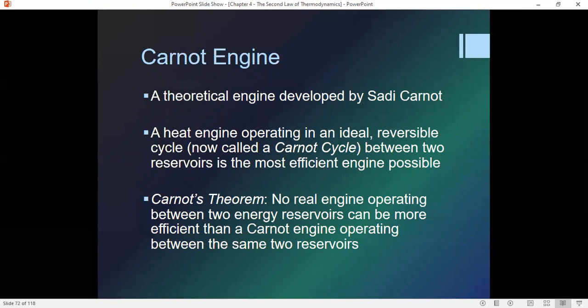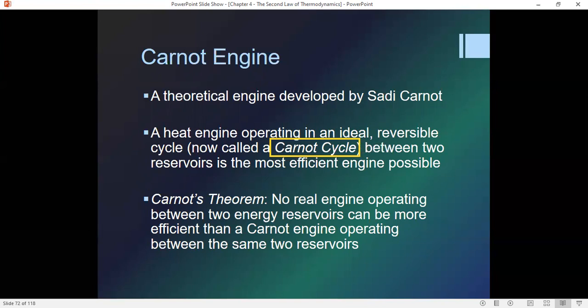Now, a theoretical engine developed by Carnot is not really physically possible, but we can get pretty close. The heat engine operated in an ideal reversible cycle. Again, reversible, we know that's going to achieve the highest efficiency. And we call this the Carnot cycle.